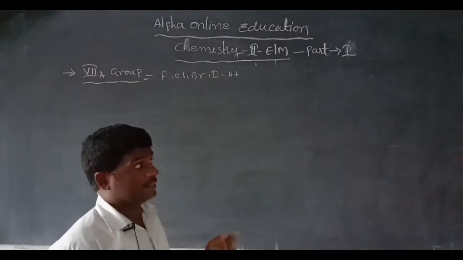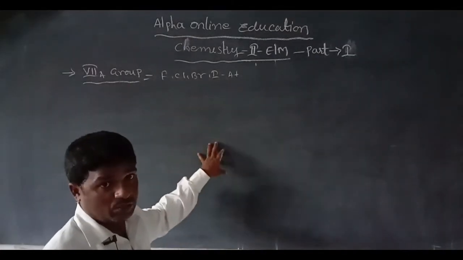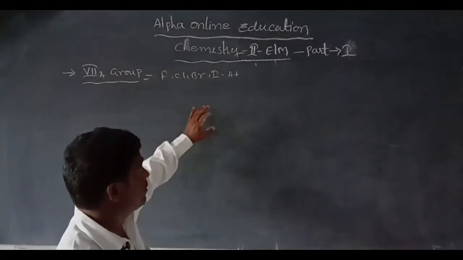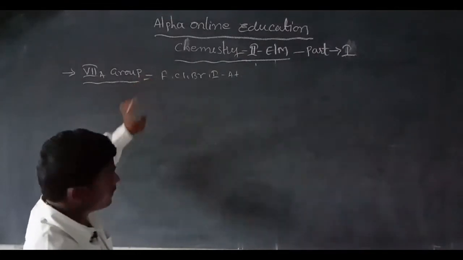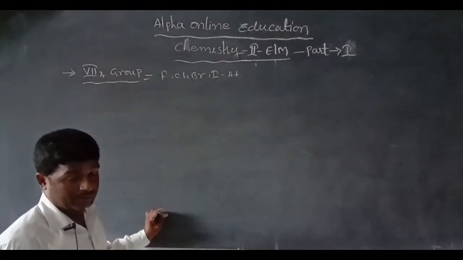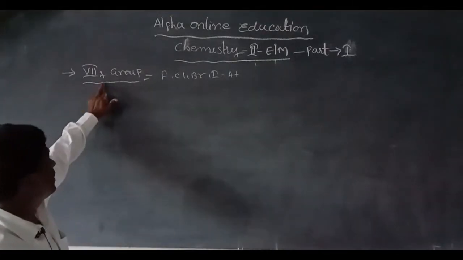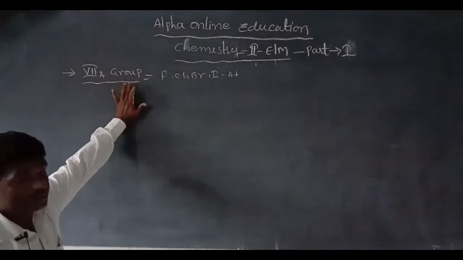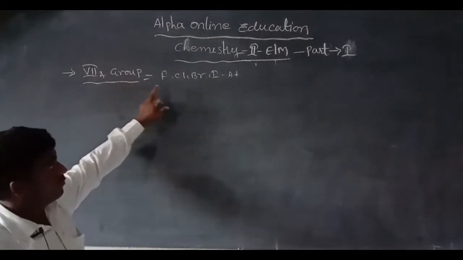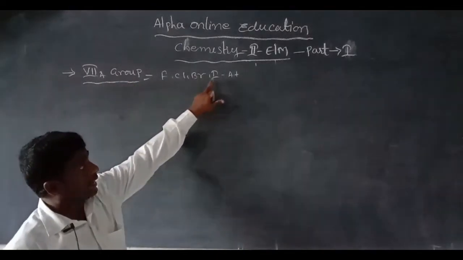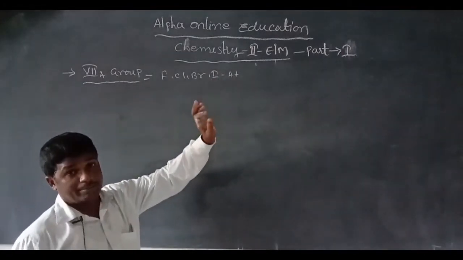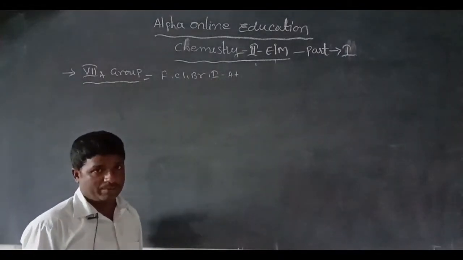Next, another one: the structure of oxyacids of chlorine. Now we discuss the properties of the 7th A group elements. So here is the first one, the 7th A group elements. The 7th A group elements are fluorine, chlorine, bromine, iodine and astatine.